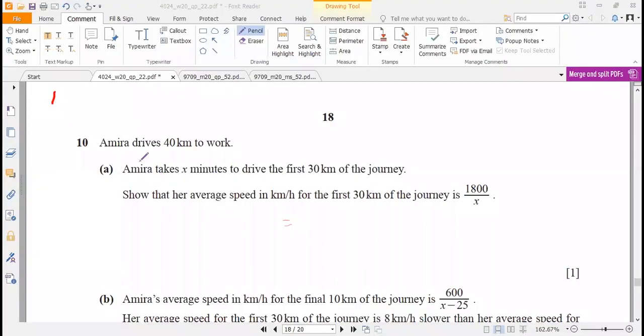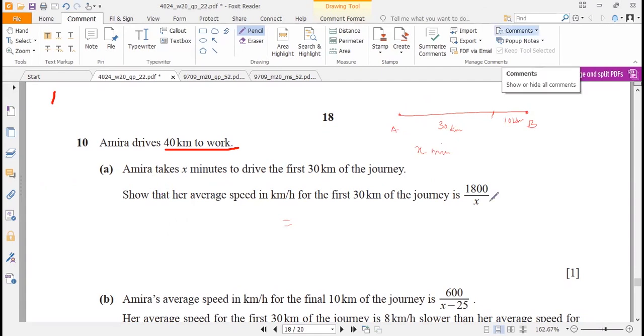In question number 10, Amira takes x minutes to drive the first 30 kilometers of her 40 kilometer journey to work. So if you travel from A to B, here we have 30 kilometers and here we have 10 kilometers. She takes x minutes to travel 30 kilometers. Show that her average speed in kilometers per hour for the first 30 kilometers of the journey is 1800 upon x.